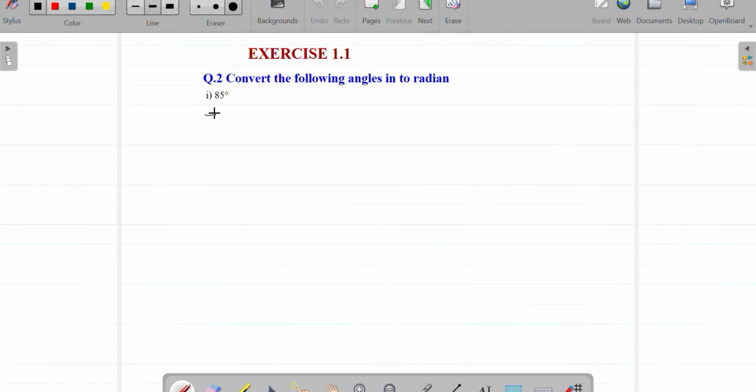We know that to convert, x degree is equals to x into pi upon 180 radian. To convert degree measure into radian measure, we have to multiply given angle by pi upon 180.